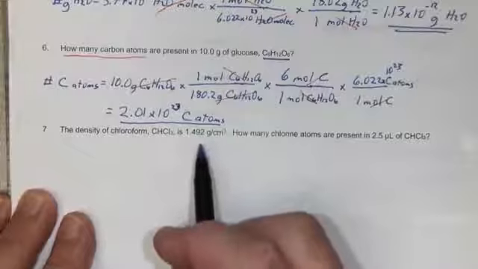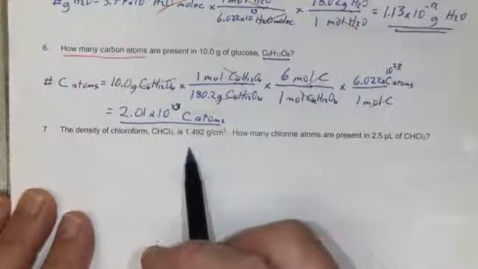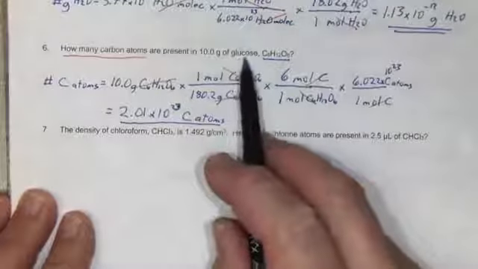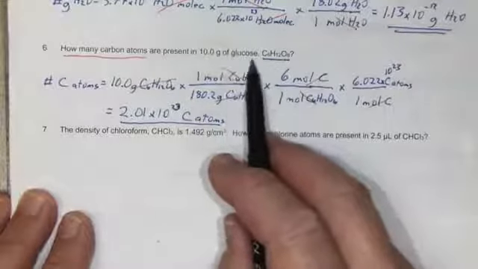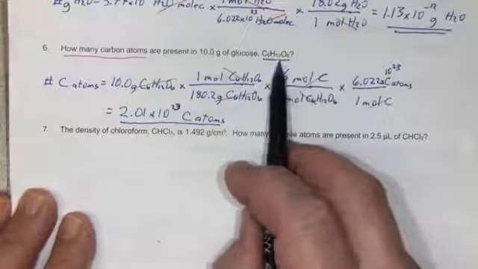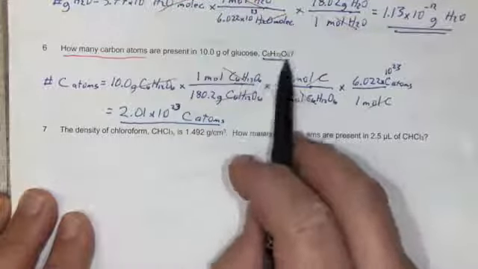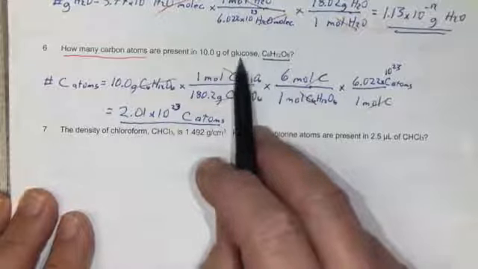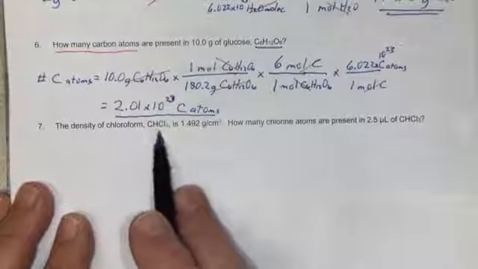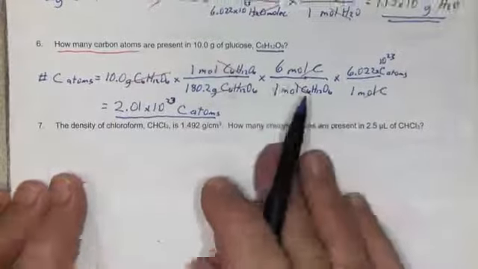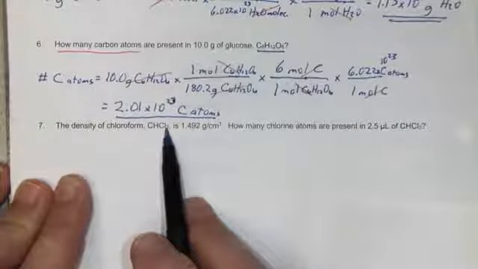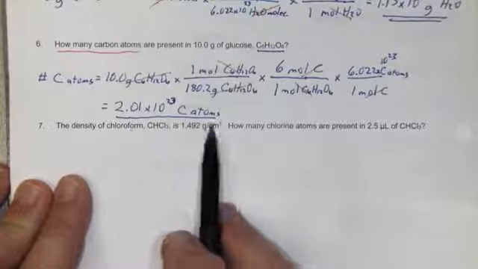By the way, notice that you are not expected to know the formulas for organic compounds. Back on number 6, this is glucose, and I gave you the formula for glucose. If you were to take organic chemistry, you would learn how to get the formula. But at this level, I will give you the formula. I'm giving you the formula for chloroform, CHCl3. So you don't have to memorize the formulas for organic compounds. This is the density of chloroform.